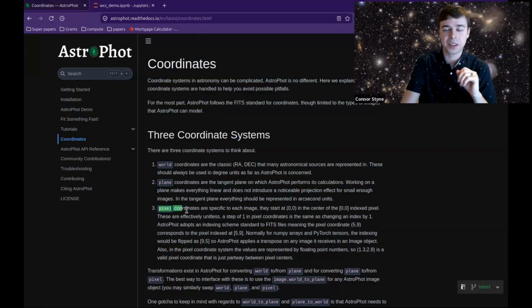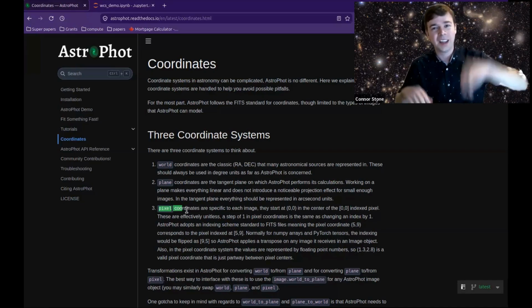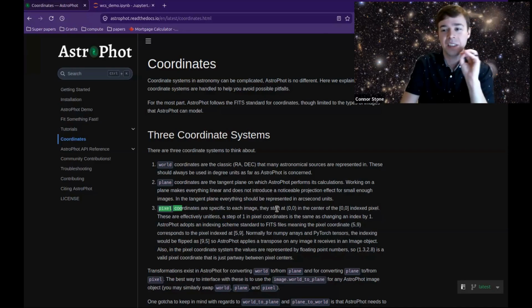Finally, there's the pixel coordinate system. That's where your data lives. You collect your data, you get a grid of pixel values. Those pixel values are in pixel coordinates. So the pixel coordinates tell us where in the image we are. A coordinate of 0, 0 corresponds to the 0, 0 indexed pixel.